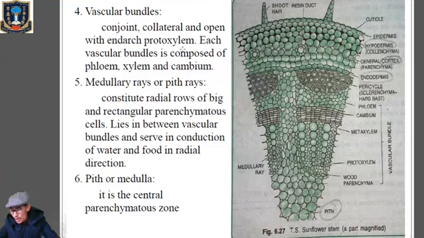What does conjoint mean? When xylem and phloem combine in the same bundle and are present on the same radius, it is called conjoint. Now what does collateral mean? Collateral means xylem is toward the inner side and phloem on the outer side. That is called collateral. Open means we can see the presence of cambium between the xylem and the phloem. So that is called open.